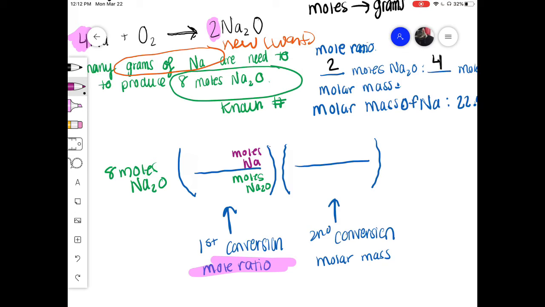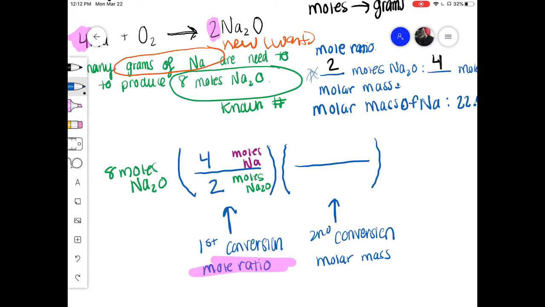So once we know what our old units are, what our new units are, and where they go in our setup, we can go ahead and put the numbers from our mole ratio with those units. So we know for our mole ratio that for every 2 moles of Na2O, so we're going to put 2 with the moles of Na2O, there's 4 moles of Na. So we use our numbers from our mole ratio for our first conversion in our equation.